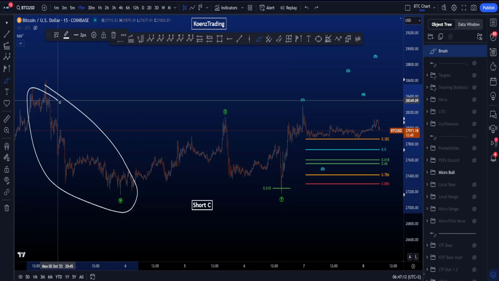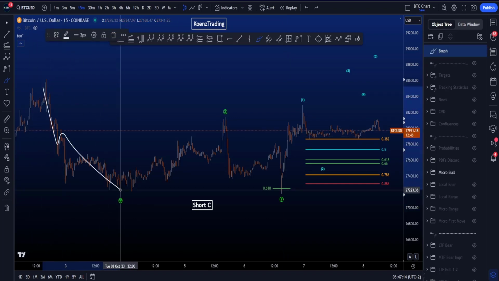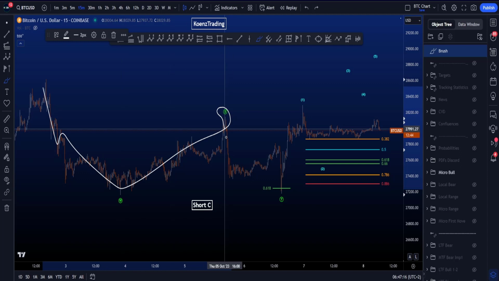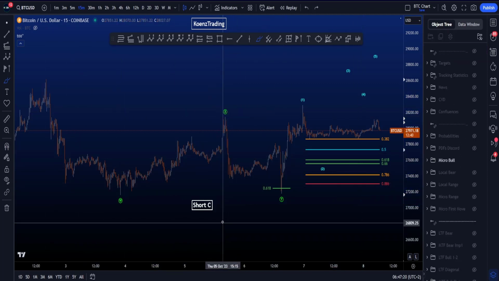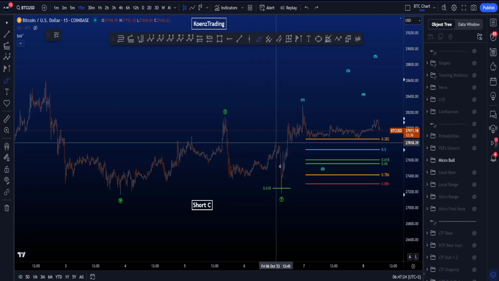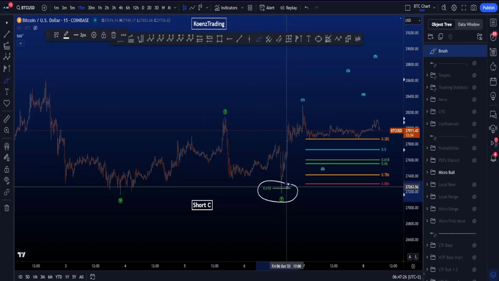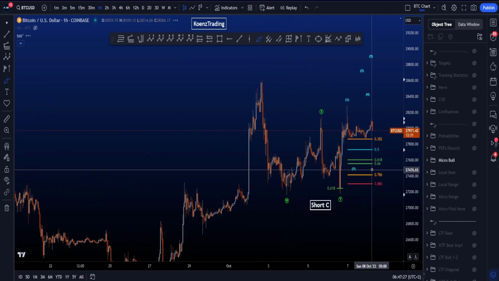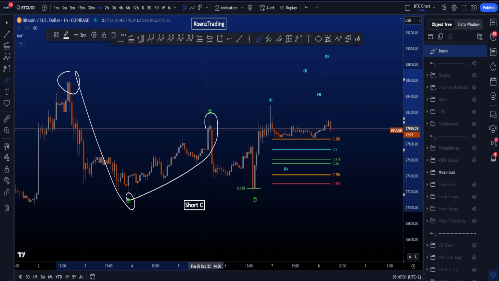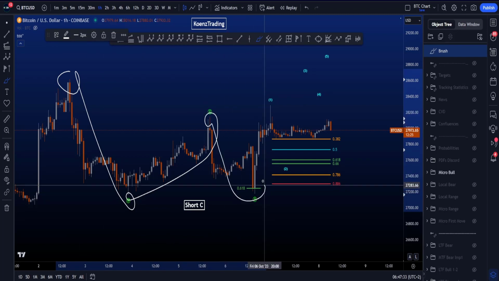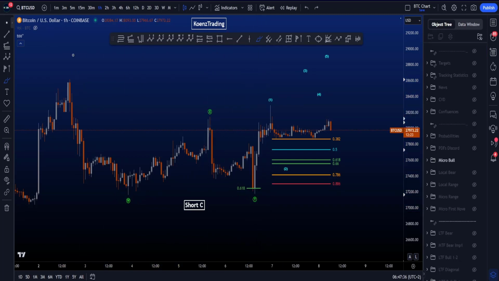Also, as W is then counted a zigzag in an ABC, and then you have X over here, wave Y in a sideways double combo cannot be a zigzag as well. So this is something to take into account. The only good thing, however, is that the 0.618 has been nicely respected. The 0.618 taken from the high to the low of W to the high of wave X has been nicely respected for then a move to the upside.